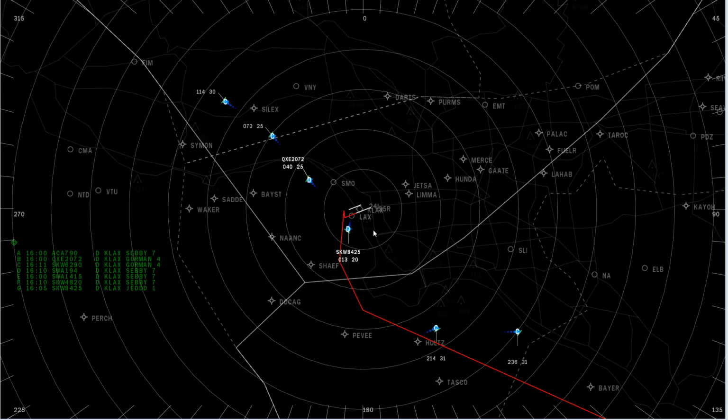SkyWest 8425, radar contact. SkyWest 8425, climb and maintain 13,000. Climb and maintain 13,000 SkyWest 8425.